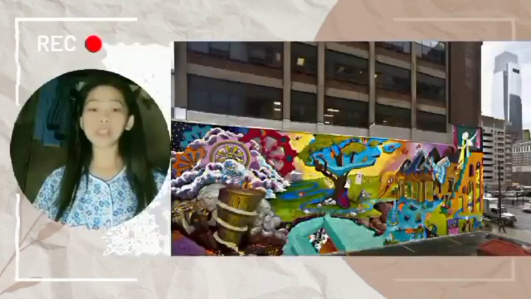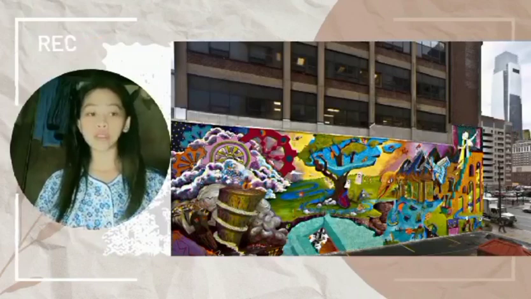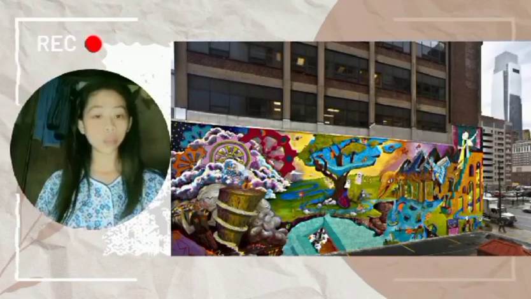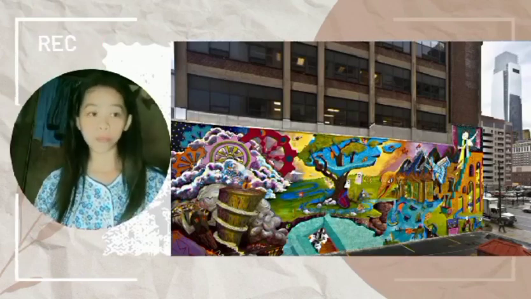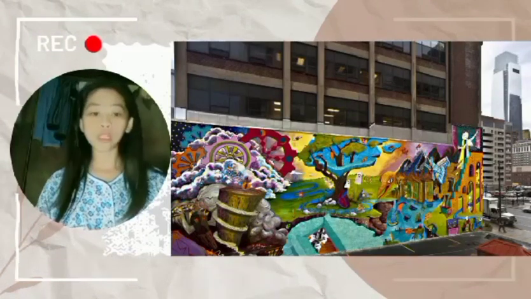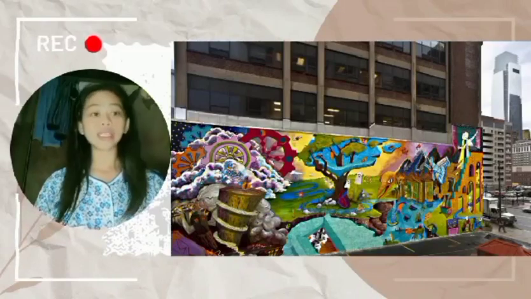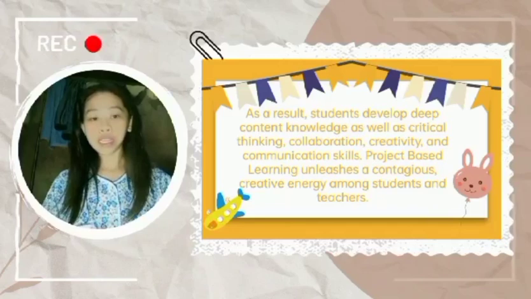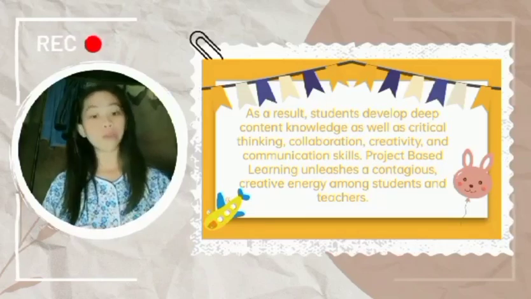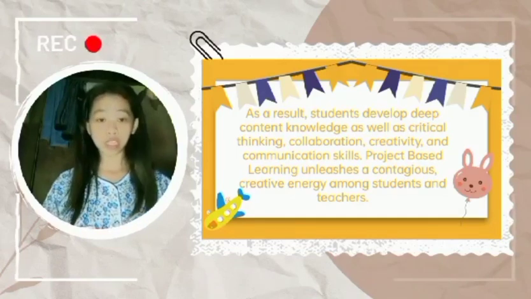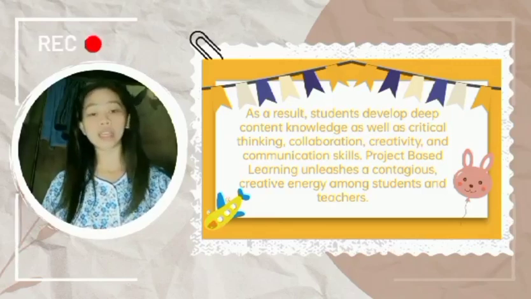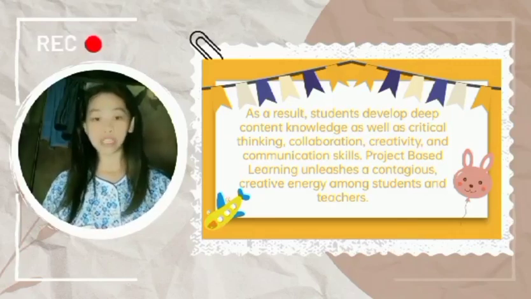So, an example of this is allowing your students to work together to create a mural about climate change. So when we say mural, it is a large painting or a visual art form. So in this case, they will work together to conceptualize the mural, design it, plan it, and then paint it. As a result, students develop deep content knowledge as well as critical thinking, collaboration, creativity, and communication skills. So, project-based learning unleashes a contagious and creative energy among students and teachers.